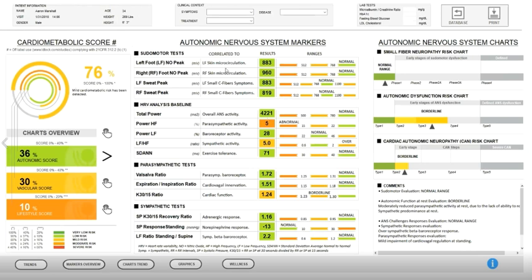Here we have the comments. So not only do we have the tests, which are color-coded, and the charts, but we have the commentary to provide the doctor with some guidance on what to do with the results.